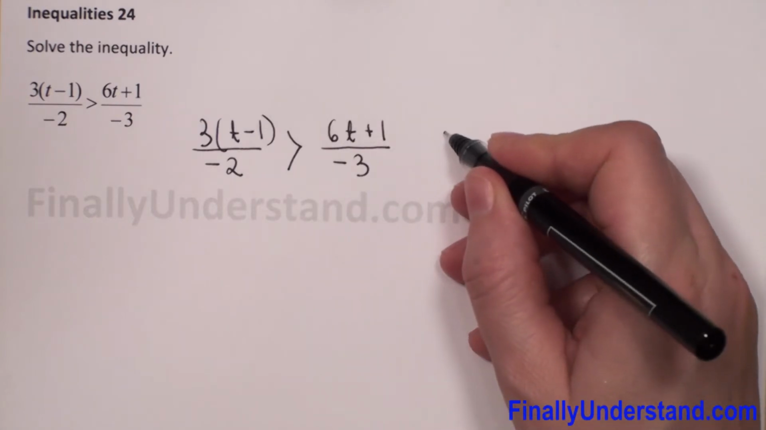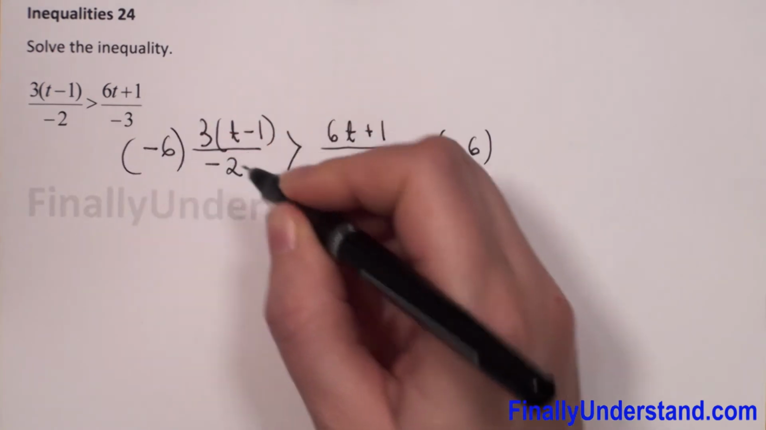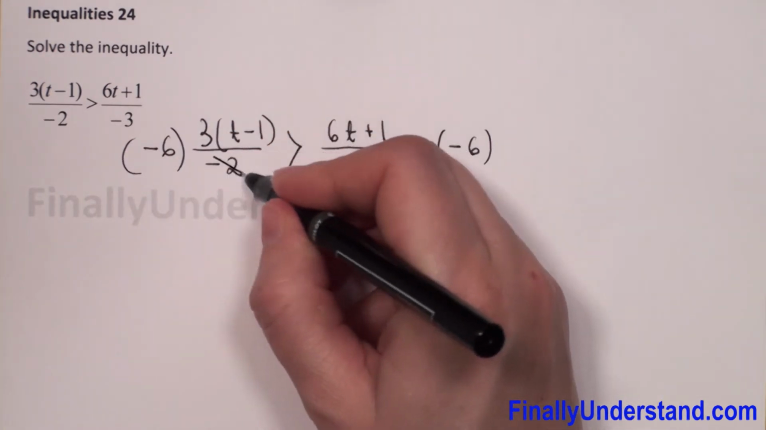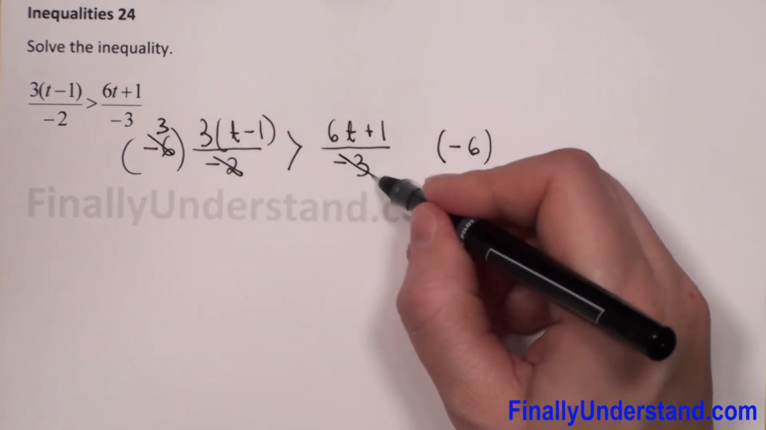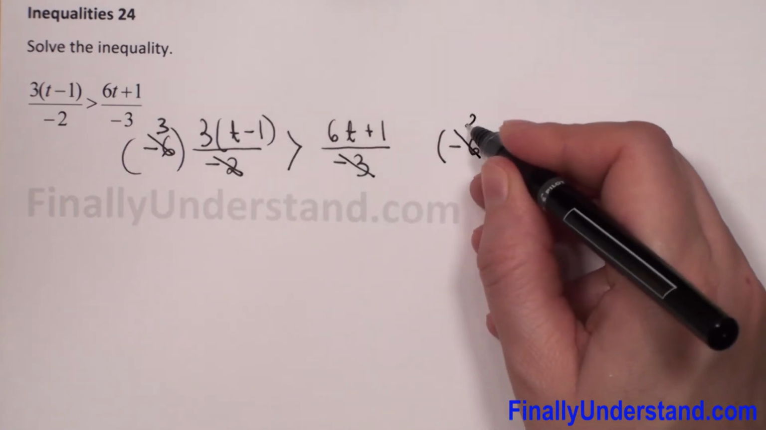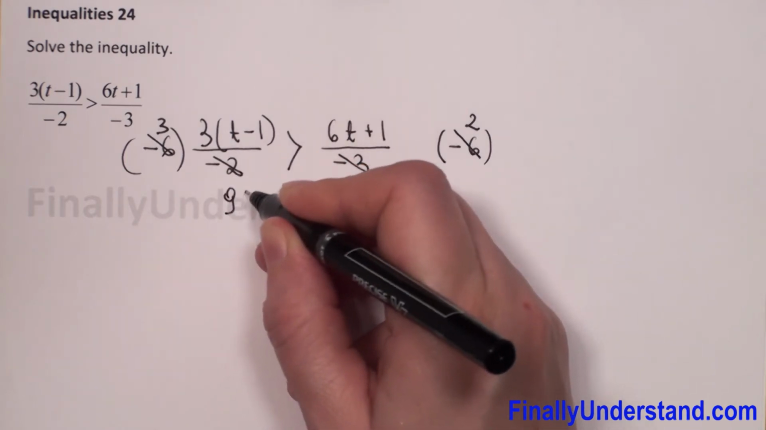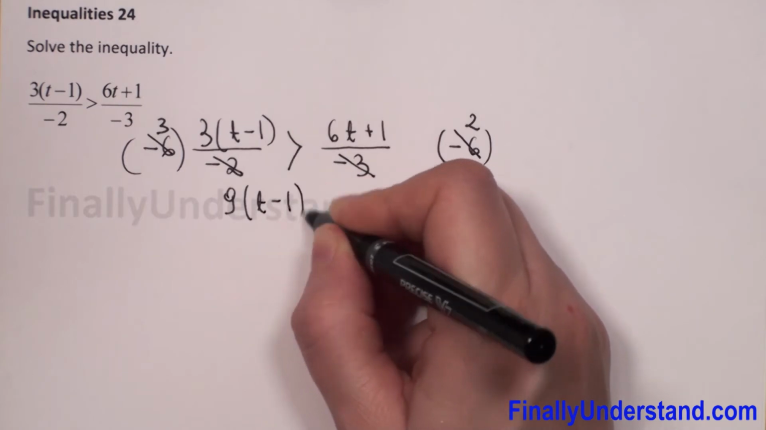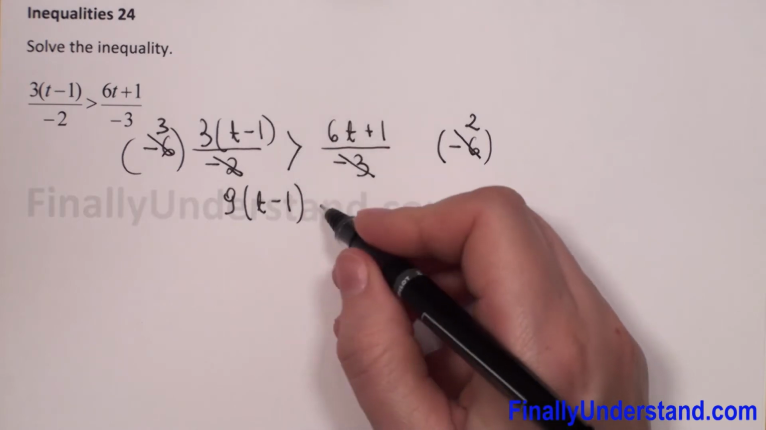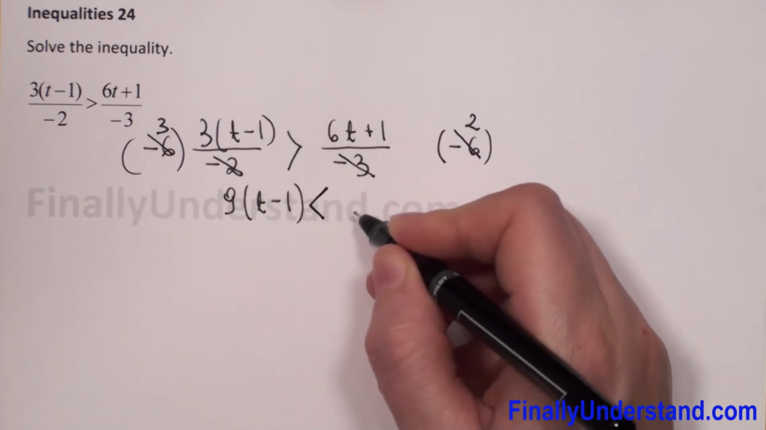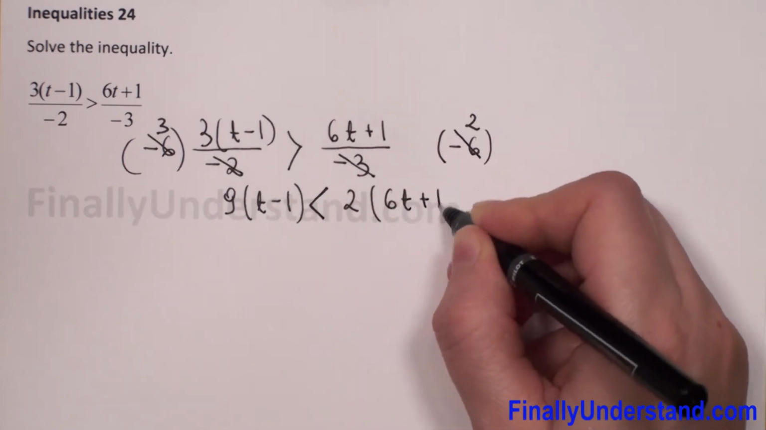It will be negative 6. Both sides I will multiply by negative 6. So negative 2 and negative 6 will reduce, and I have 3. And negative 3 and negative 6 will be 2. So we have 3 times 3 is 9 times (t minus 1), and because I multiply both sides by a negative number, I have to change the direction of the inequality. So I have less than 2 times (6t plus 1).